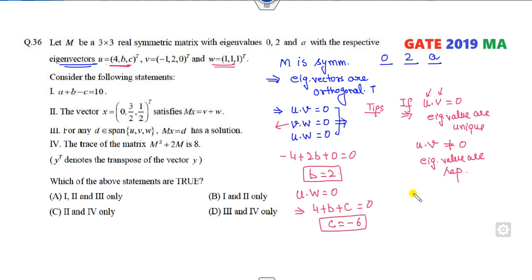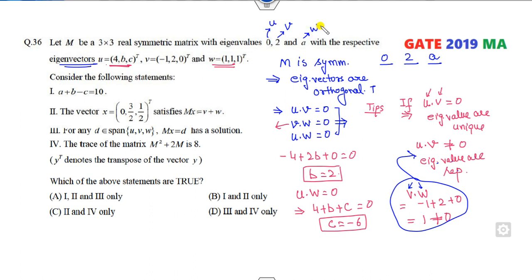Now what is the v dot w? So it's -1 plus 2 plus 0, which is 1, which is non-zero. So now you can see this value is non-zero. So what is the meaning of that? Eigenvalues are repeated for w and v. This is the eigenvector corresponding to u, this is the eigenvector corresponding to v, this is the eigenvector corresponding to w. They have the same repeated value.